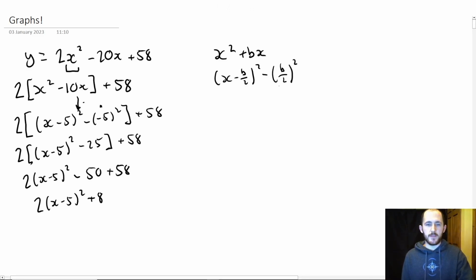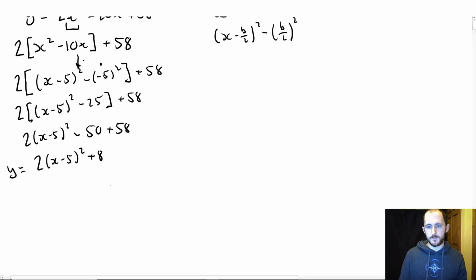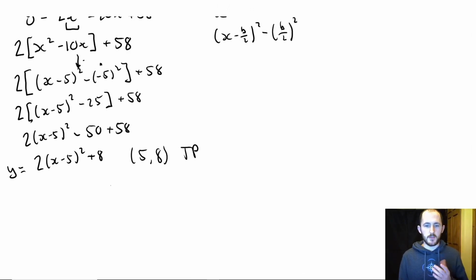So then when you're looking at the turning points of this, so remember this is still y equals, all you do is flip the sign of the thing here, and you have that. That is your turning point. So the 2 outside the brackets doesn't affect it. If you want to know why, let's have a look.